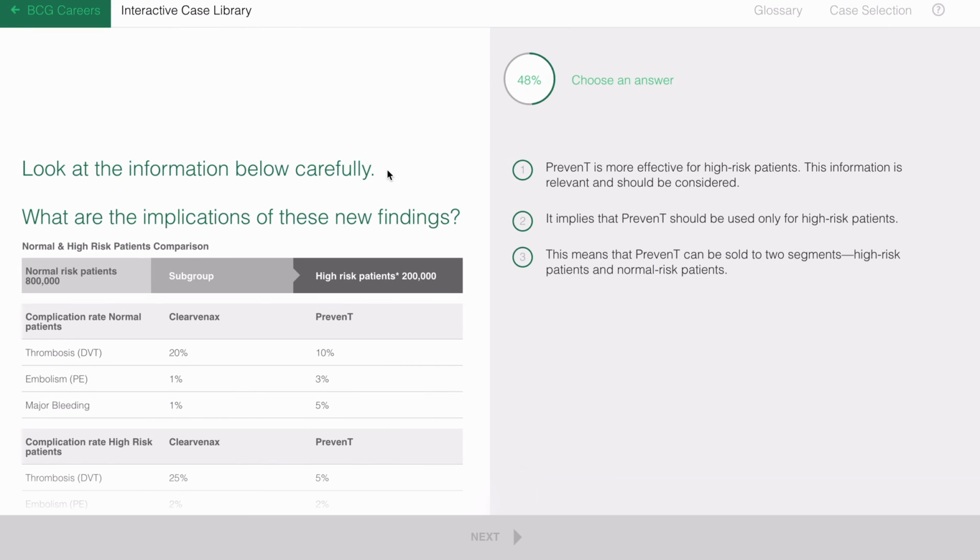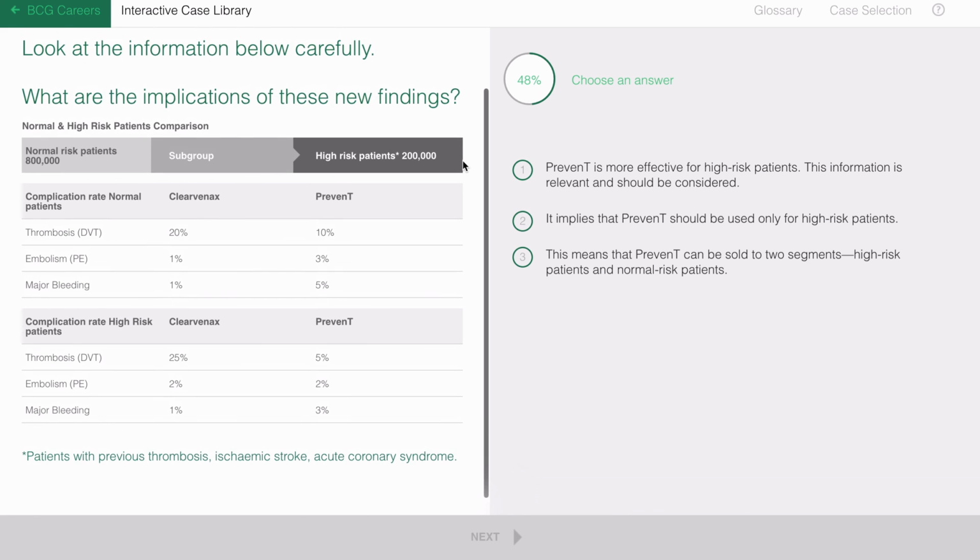All right. Another table here. Look at the information below carefully. What are the implications of these new findings? Okay. So here we're looking again at Clearvanax versus Prevent T. We have complications, except this time we're dividing it into complication rate for normal patients and complication rate for high-risk patients. So the complication rate for normal patients, this looks like the exact same table we saw before, right? Prevent T does better at preventing DVT, but worse at embolism and major bleeding.